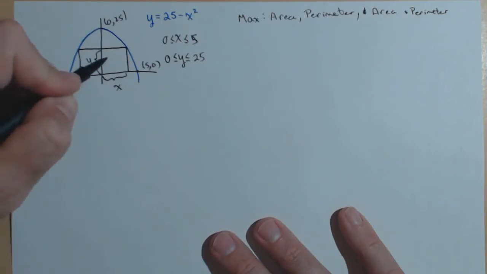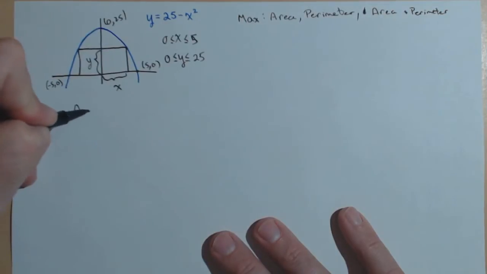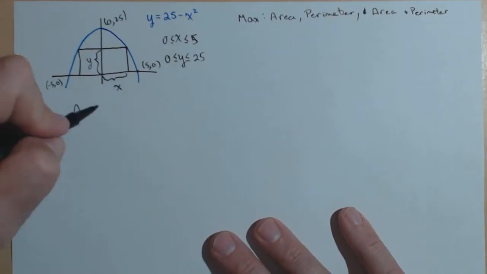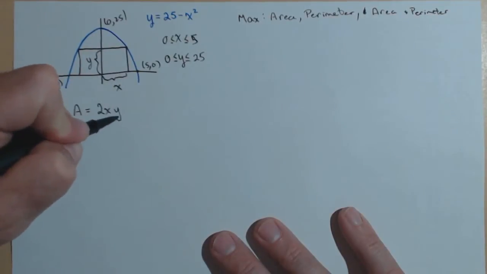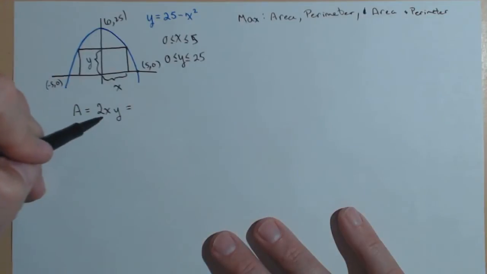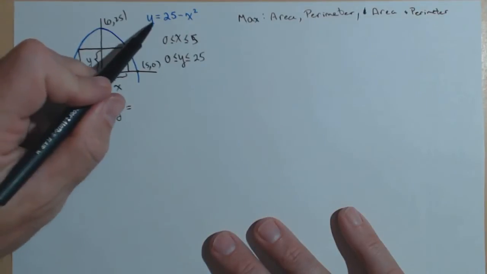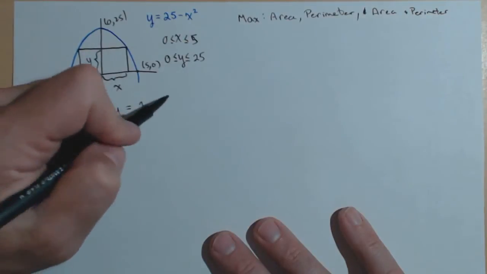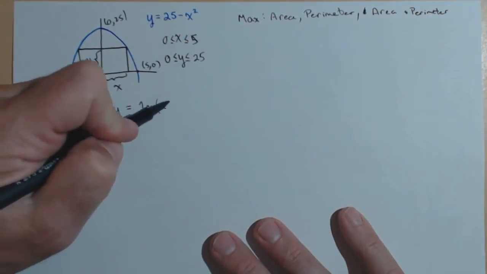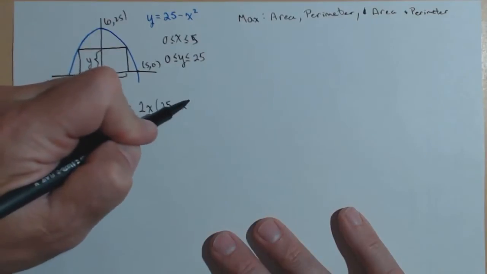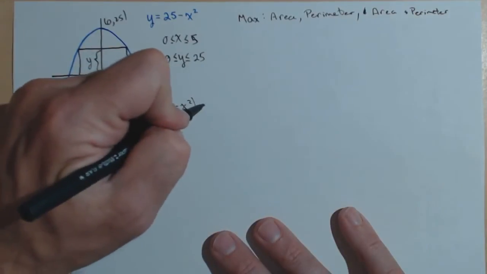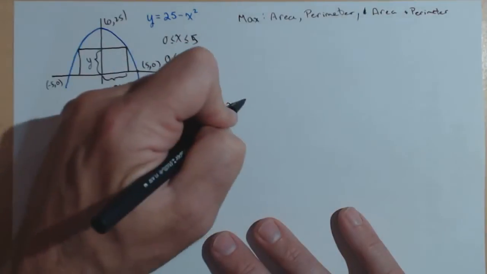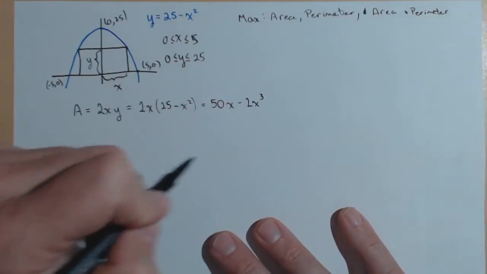So first thing, the area of this rectangle we're going to maximize. This is x plus another x, so the width is 2x times the height, which is y. We have two variables there, but we have a constraint between x and y. So we're doing constrained optimization: 2x times (25 minus x squared) equals 50x minus 2x cubed.